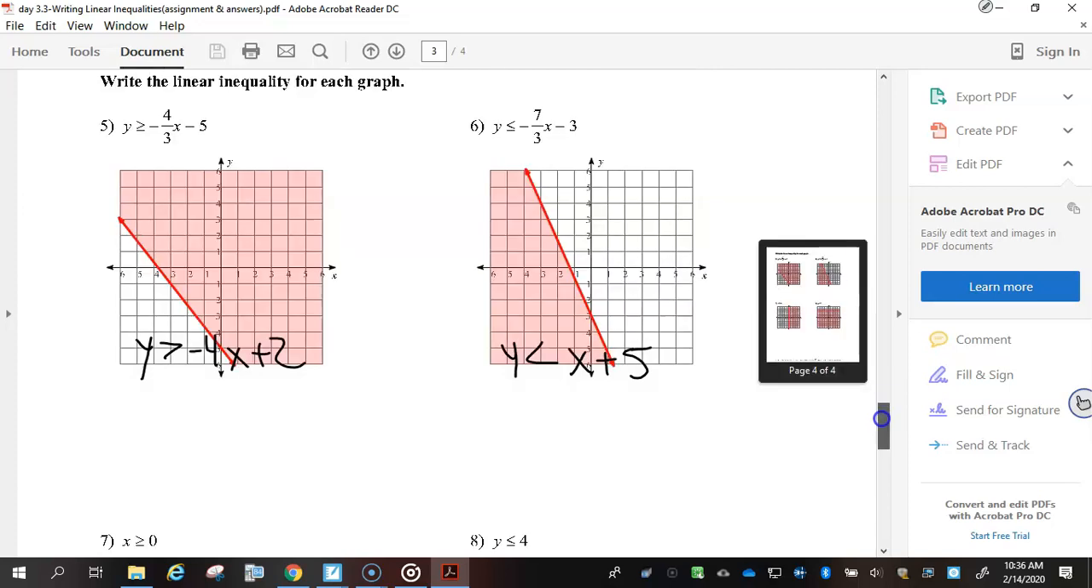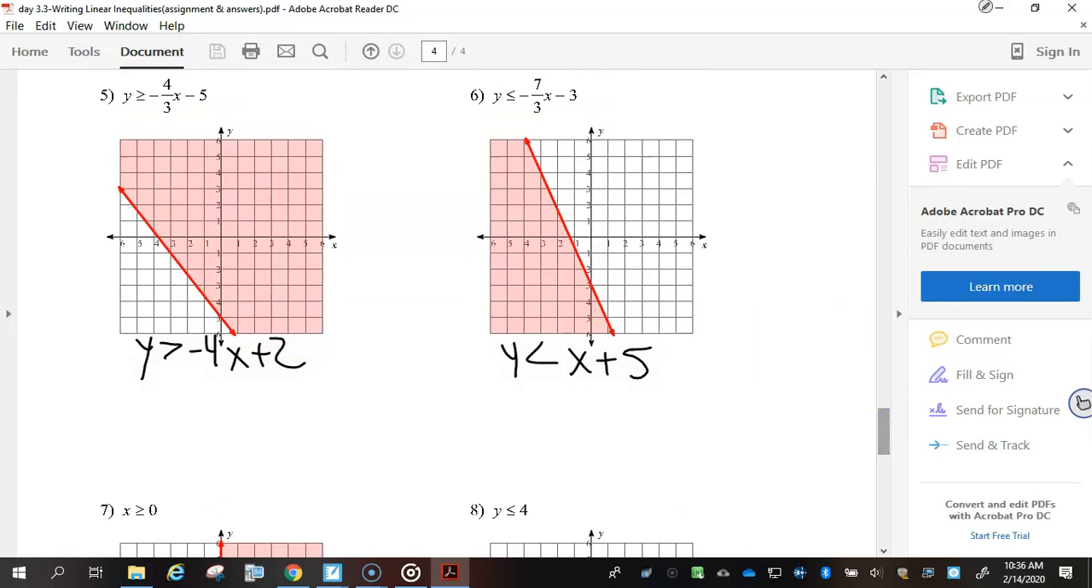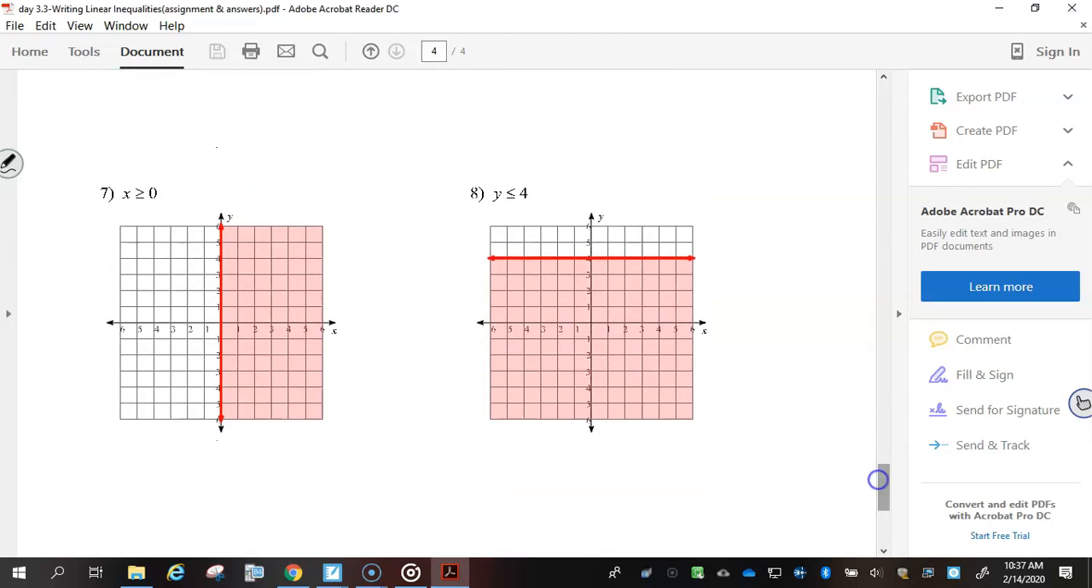For the next 4, five was y is greater than or equal to negative 4x minus 5. 6 was y is less than or equal to negative 7/3 x minus 3. 7 was x is greater than or equal to 0. And 8 was y is less than or equal to 4.